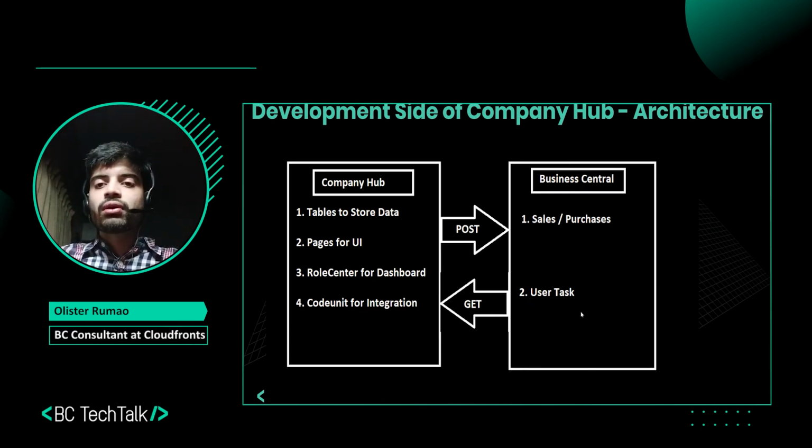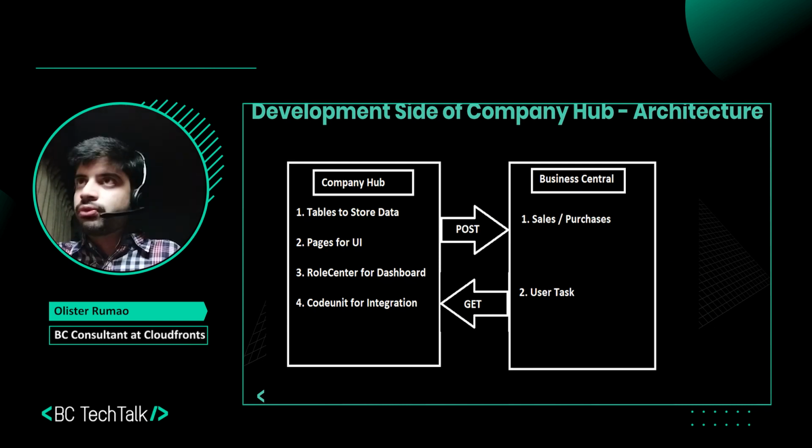So overall, how Company Hub works is, if you see on the left hand side we have the Company Hub, and on the right hand side we have Business Central. Business Central can be a sandbox or production or anything. And Company Hub basically has tables to store the data, pages for the UI, role centers for dashboards, and codeunits for integration purposes. So all the payload that is being transferred between Business Central and Company Hub is using the post and get calls. That is basically your API integration. So using that way, your Company Hub actually connects with Business Central.